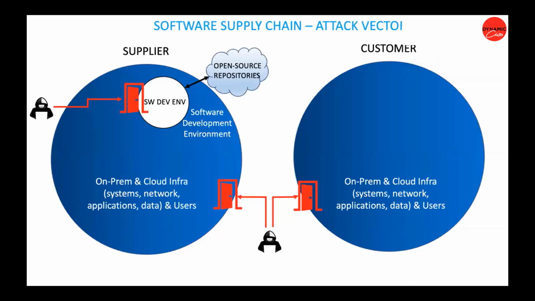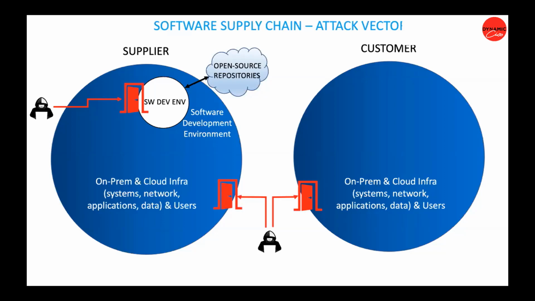Now, what are the vectors? If you look at this, there's a supplier infrastructure and a customer's infrastructure, right? Basically both these infrastructures are the same, on-prem and cloud infra, which is systems, networks, applications, data, and users. Both of them are the same. But the supplier has one more environment within their infra, and that's the software development environment, right?